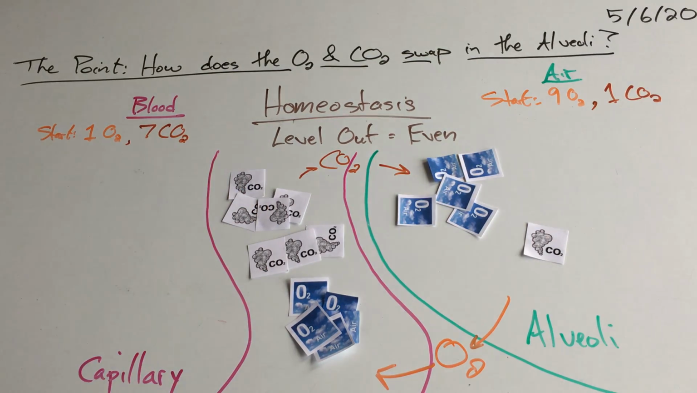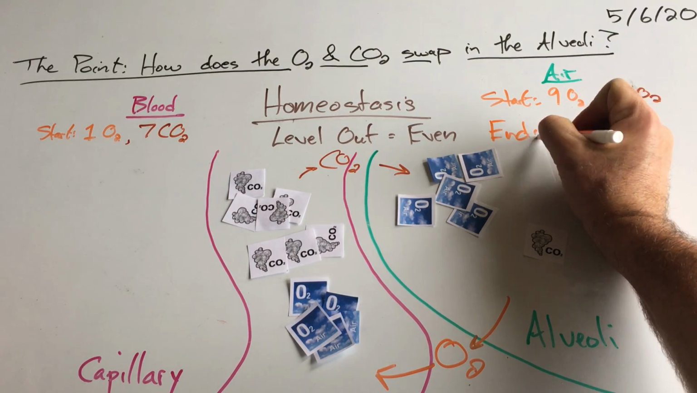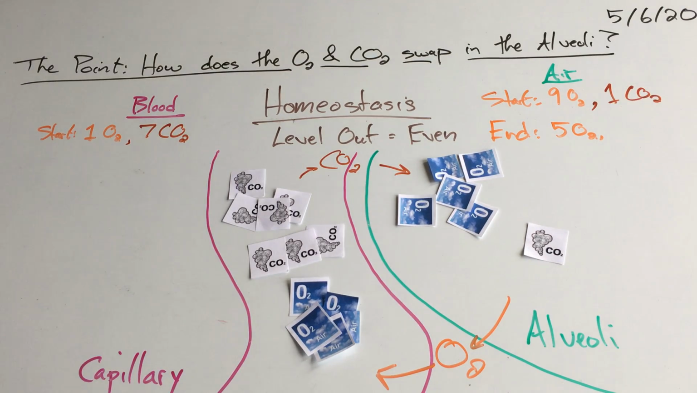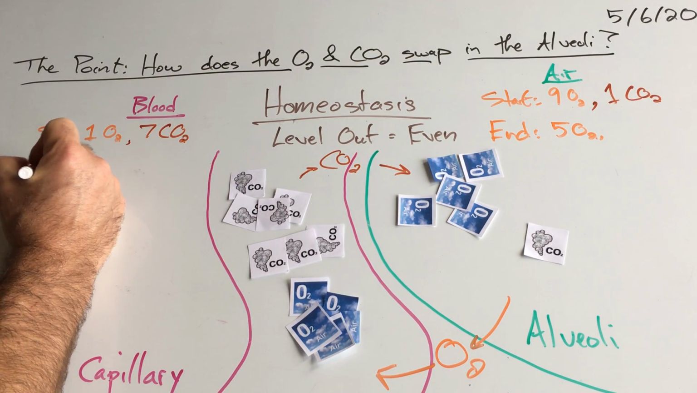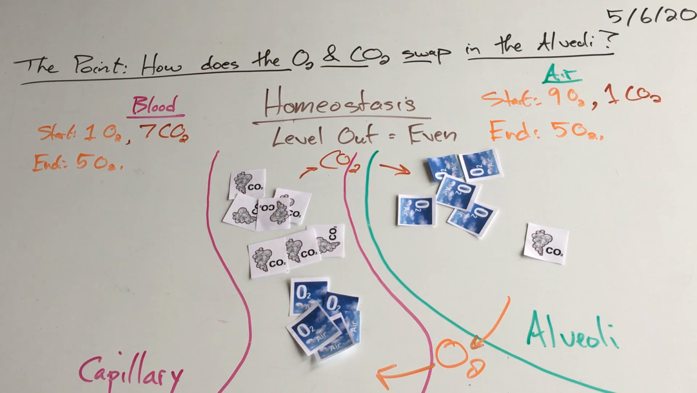That's homeostasis. So now, after this interaction, we're going to have 5 oxygen on this side, and in the blood, we'll also have 5 oxygen. All right? Okay, that looks good.